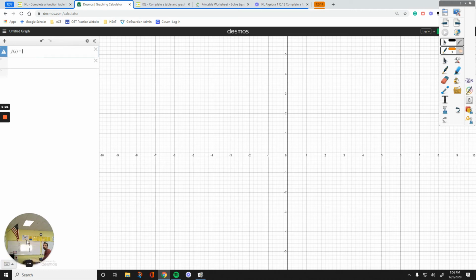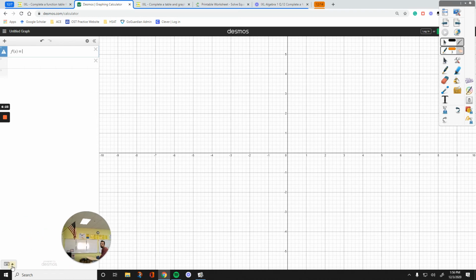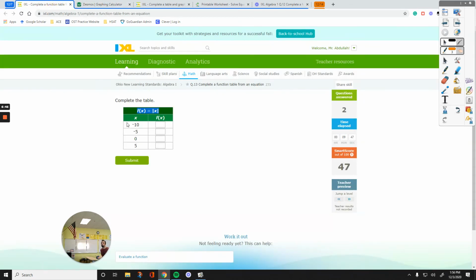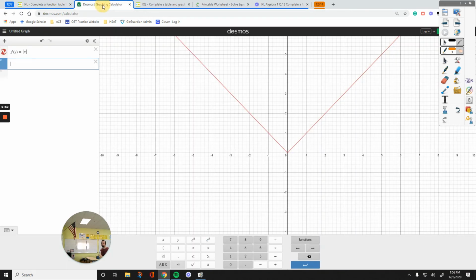I think they do have the absolute value symbol up here. Okay, right here. I click this and then put x inside this, and then yep, that's what we need. Okay, it's closed. Now I define my function. It is the same as I saw on IXL. And then now let's see the value of f of -10, -5, 0, and 5.